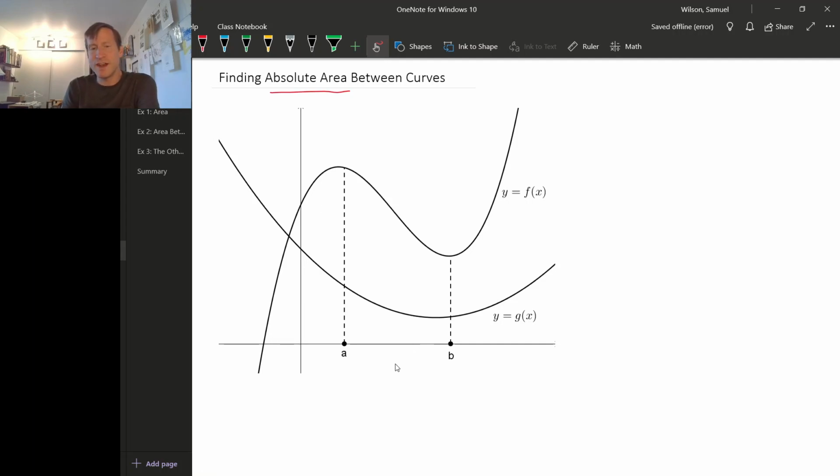So here's the general setup. We have a couple of x values, a and b, and we want to know what is the area between these two graphs, y equals g of x and y equals f of x. That's going to be this region in the middle here. And one important thing about this picture is notice that f is the one on top. Okay, so just keep that in mind.